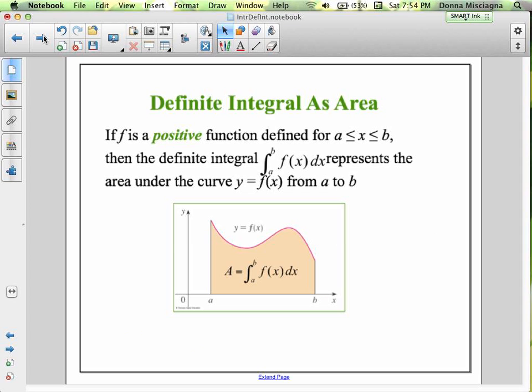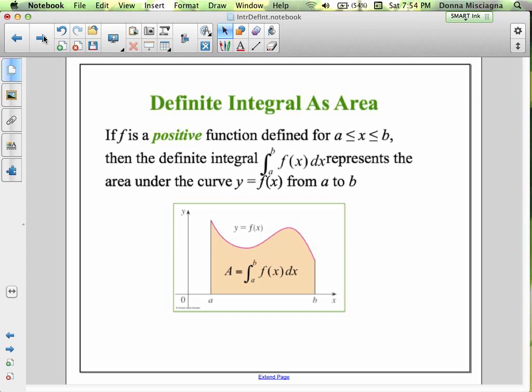All right, so definite integral is area. If f is a positive function defined between a and b, where a is the lower limit of integration, and b is the upper limit of integration, then the definite integral of f of x dx from a to b represents the area under the curve from a to b. So the value we get is the same as the area under the curve.